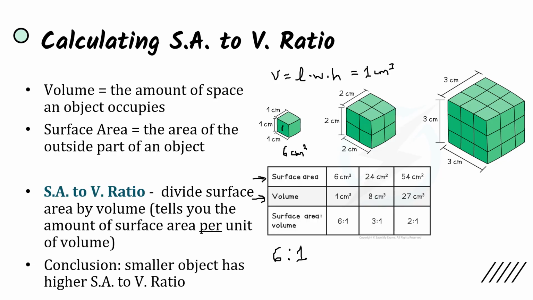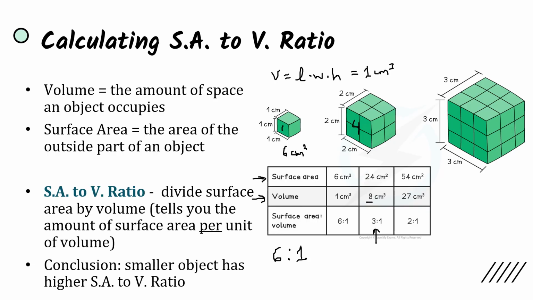When we have a cube with side lengths of 2, we know that our volume is going to be 8 centimeters cubed because 2 times 2 times 2 is 8. And we know that the surface area is going to be 24 because one face is going to have an area of 4 and the cube has 6 faces. However, what you may notice is that we now have a different surface area to volume ratio.